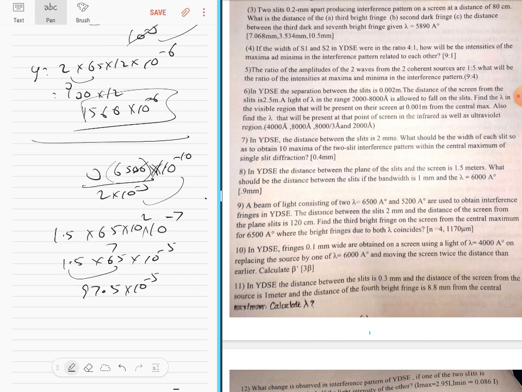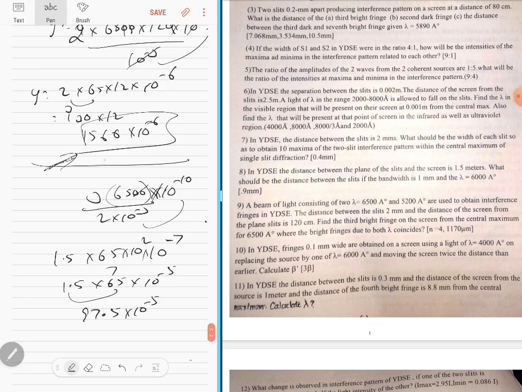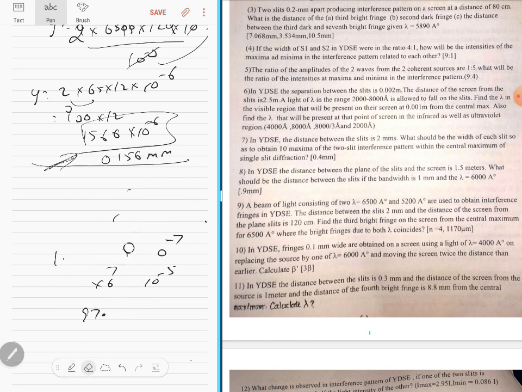Again, I don't understand what they are asking here. Seriously, kids, I don't understand. Let me surf the net. I've surfed this. The question is wrong here. The question is only about finding the position. So whatever answer we got, see here, this is the right answer. They've given it as 0.156 millimeter. So that's the answer. That is the position, and there's nothing about the third bright fringe.